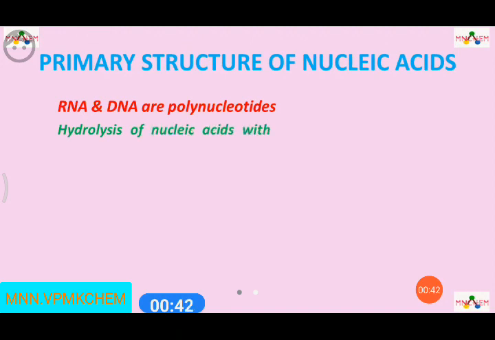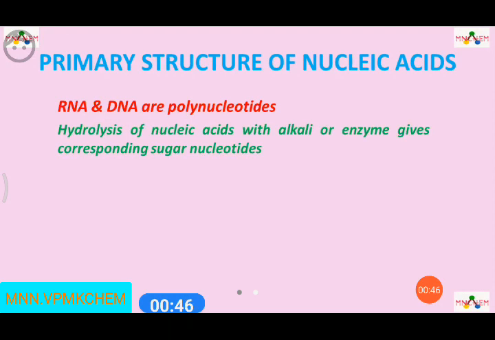Hydrolysis of these nucleic acids with alkali or enzyme gives corresponding sugar nucleotides. RNA will give ribose sugar, whereas DNA will give 2-deoxy-D-ribose sugar.